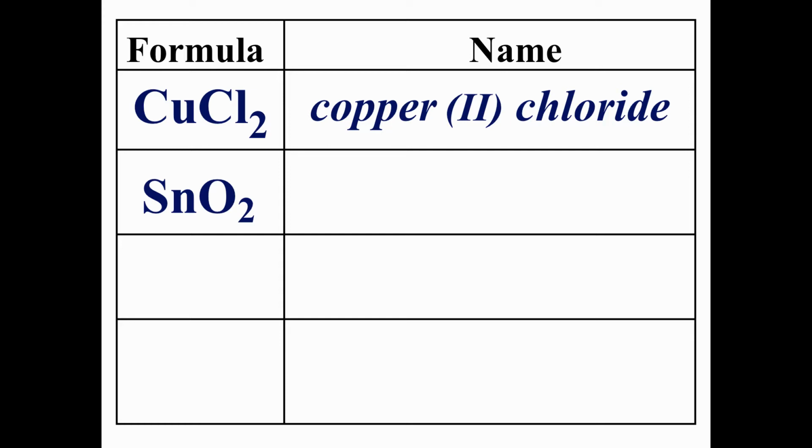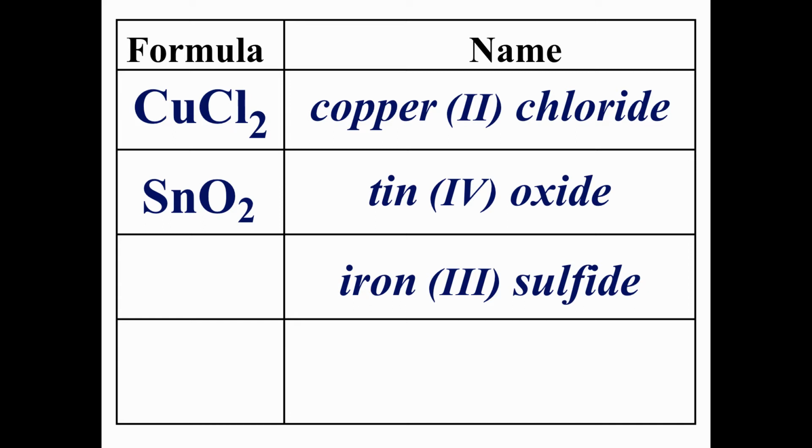How about SnO2? Well, Sn is tin, O is oxygen. This would be written as oxide. We know oxide makes a -2 charge, and since we have 2 of them, that's a total of -4. -4 needs a +4 to balance it, and so we would write this as tin Roman numeral 4 oxide.